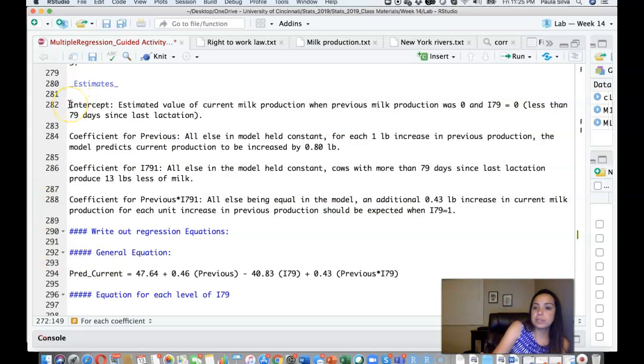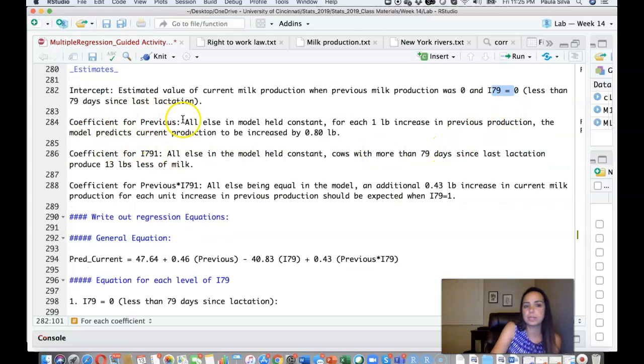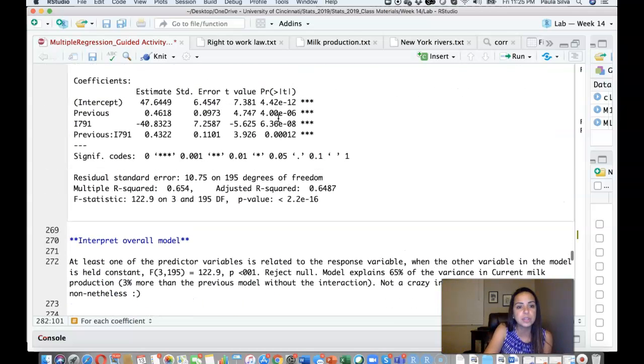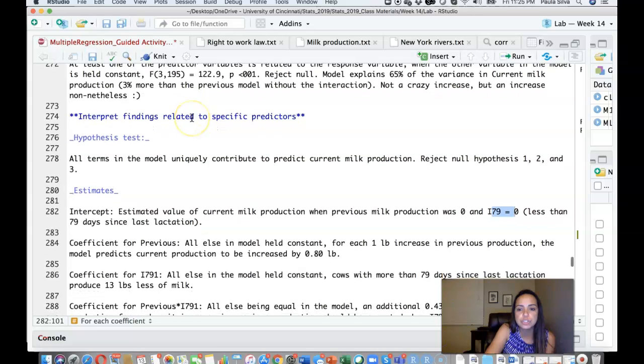You've seen me interpret the intercept before. It continues to be the estimated value of current milk production when previous milk production was 0 and I79 was 0. You saw me interpret the coefficient for previous, same interpretation. It's just that it changes in value a little bit. Before it was 0.8 and now it's actually 0.46. So we need to change that.